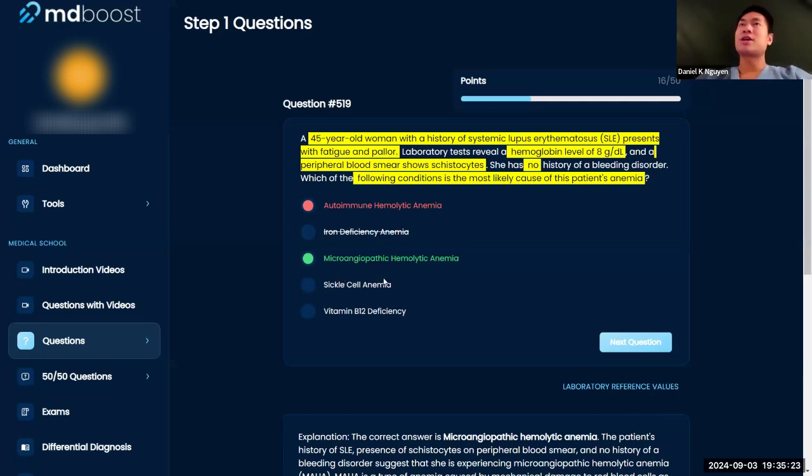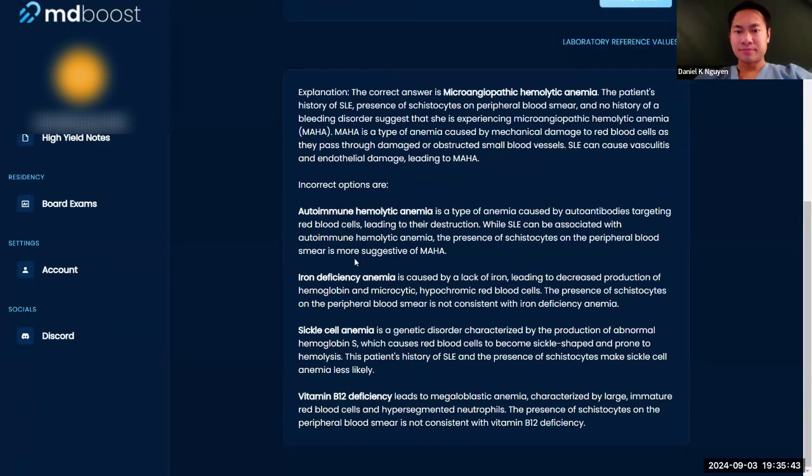Sickle cell anemia, you're going to actually see sickling of the cell, so you're not going to see that. Vitamin B12 deficiency, you're going to get macrocytic anemia. So you should get between these two. But autoimmune hemolytic anemia, you actually don't get schistocytes. You just get red blood cells that get tagged and get eaten up. Does that make sense?